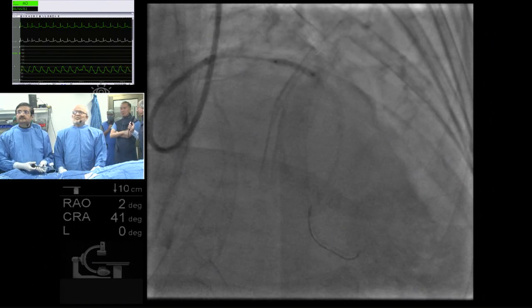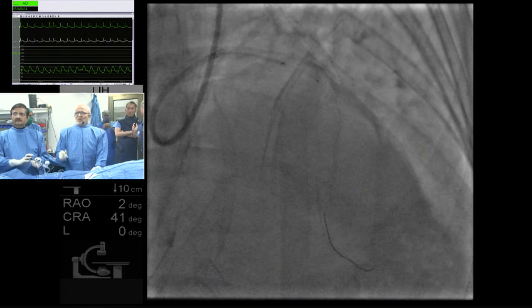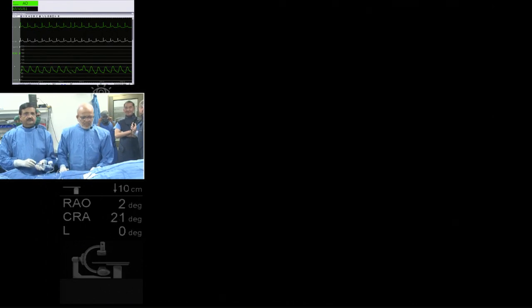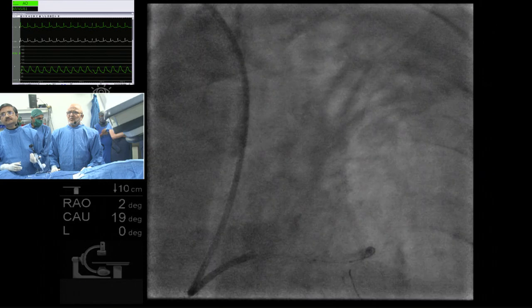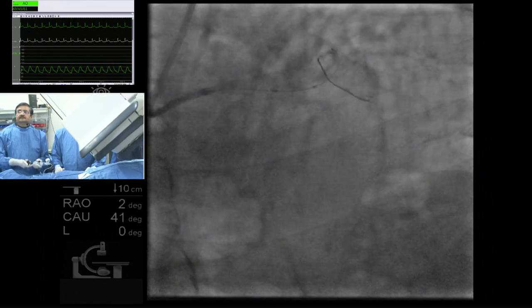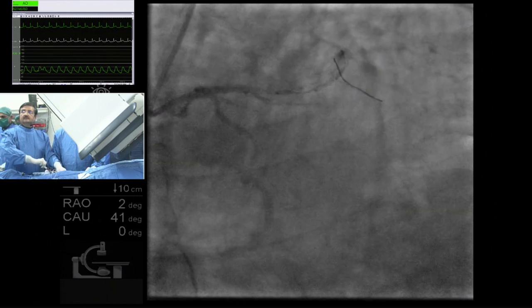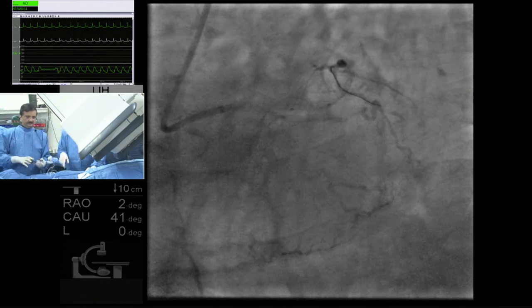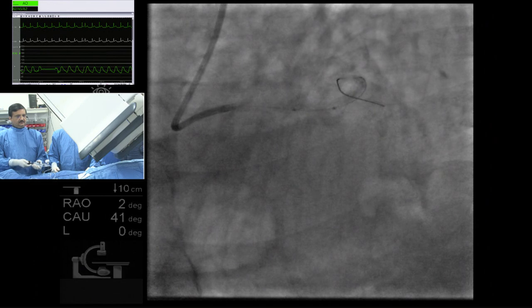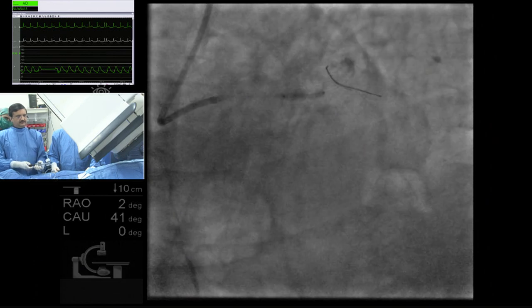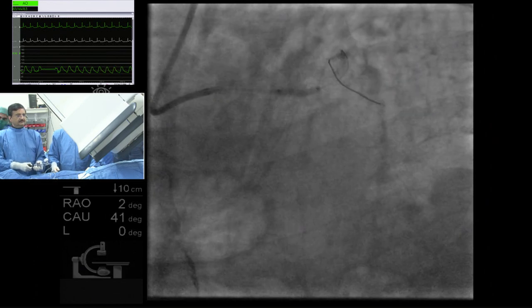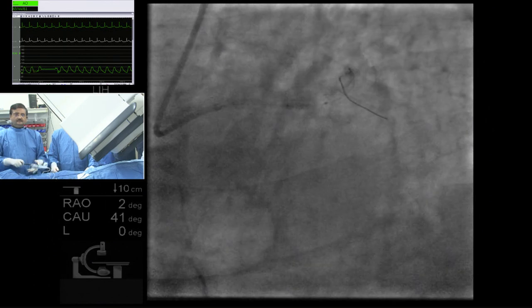Mauricio, I've been in labs where they only inflate balloons to odd pressures and stents to even pressures, so as not to get confused. Do you do that down in Miami? I'm sorry, can you repeat the question, John? I've been in labs where they inflate balloons to odd numbers and stents to even numbers so they don't get confused on the paperwork. Is that something that you do in Miami? No, I don't think so.